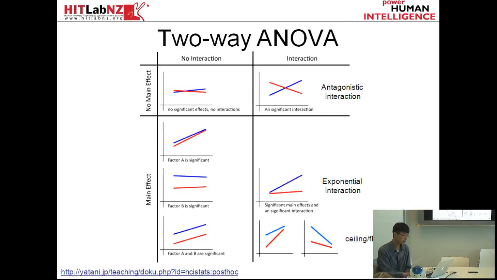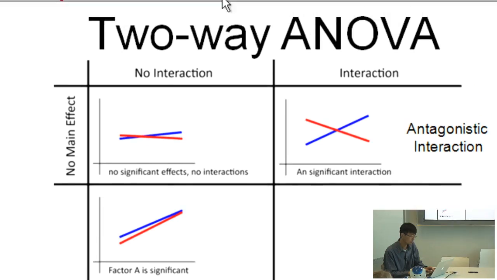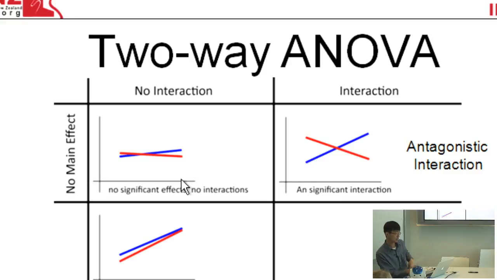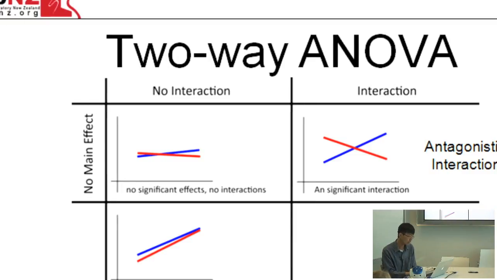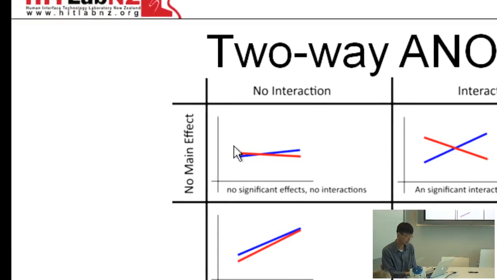So there are different types of interactions. Let's go with this graph. If the p-value for the interaction is higher than 0.05, that means you are not having an interaction between the two independent variables, which means one independent variable is not really affecting the other. So the graph might look like this, where you might not see any significant effects of the main independent variables, also with no interaction.